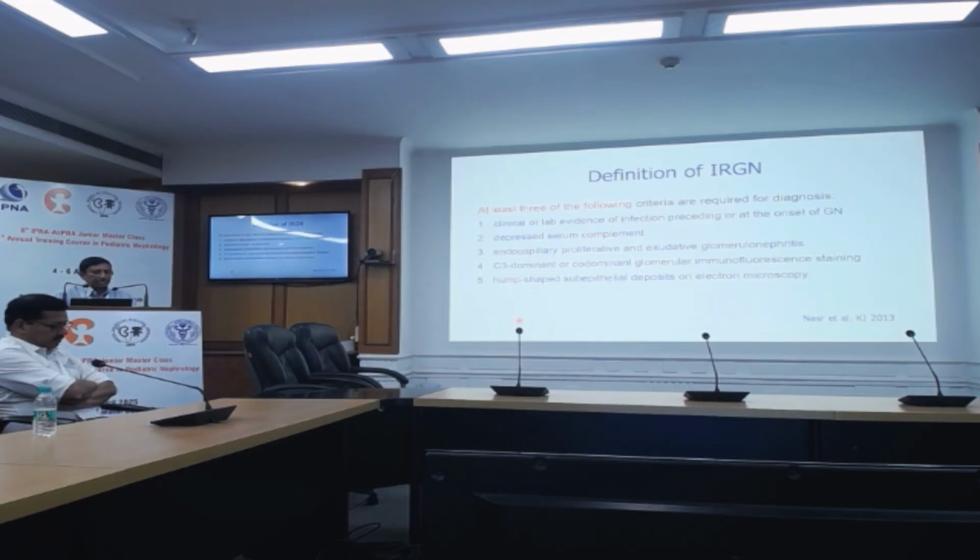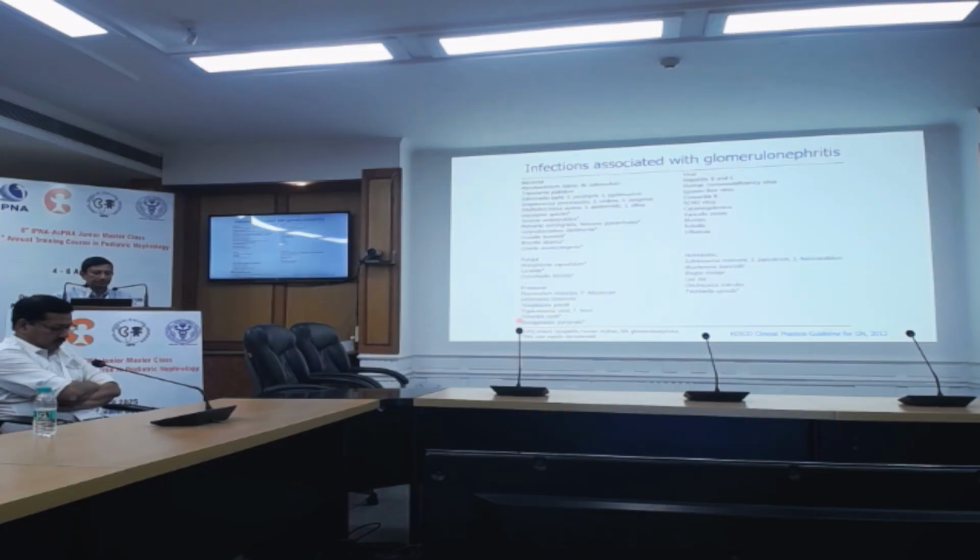The definition of IRGN requires at least 3 of these criteria: clinical or lab evidence of an infection, depressed serum complements, and biopsy evidence, which is C3-dominant or co-dominant glomerular immunofluorescence findings, endocapillary proliferation and exudative glomerulonephritis, and hump-shaped epithelial deposits. But there are varying definitions that have been used, and this particular definition might be more applicable for adults rather than pediatric, because in PSGN, most of the time you will not be doing a biopsy.